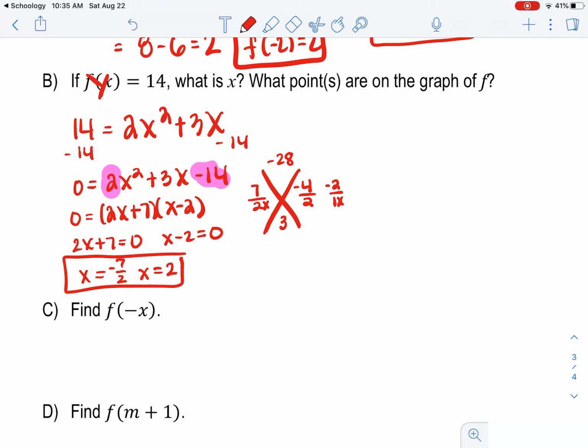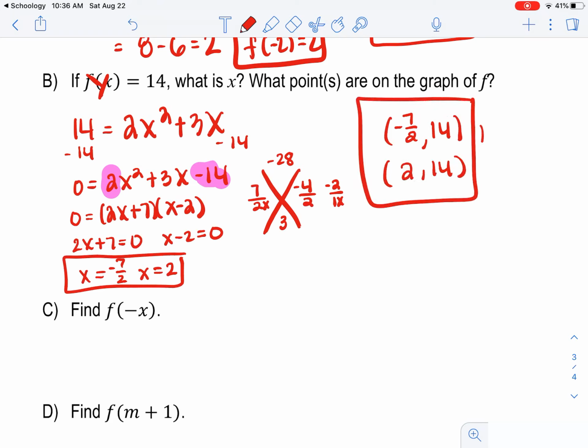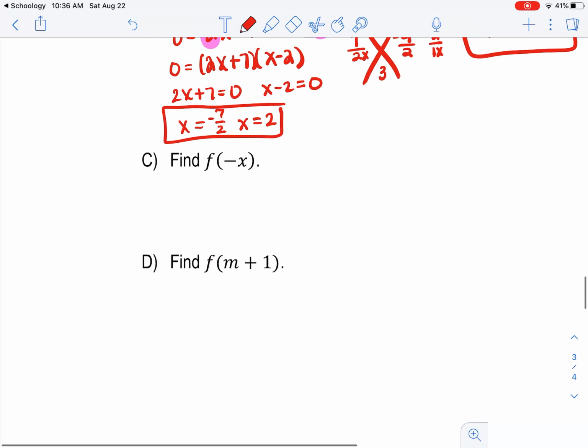What points are on the graph because of this? So I have the x value of negative 7 halves when I plugged in 14 for y. And I have the x value of 2 when I plugged in 14 for y. And these are my 2 points. So these are the points, and those are the x values down there.